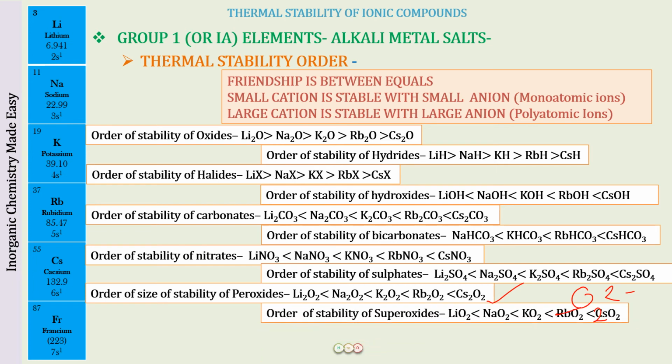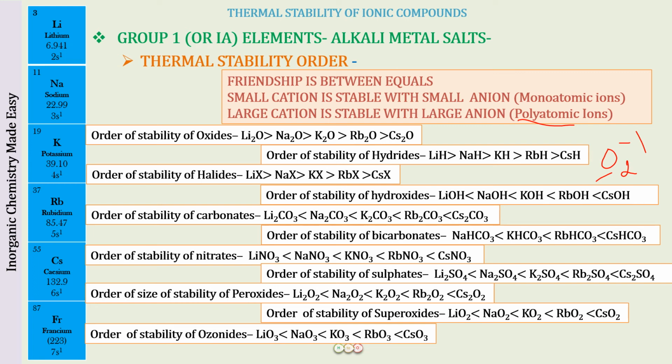The next we have is the superoxides. So again, in the superoxides, what do we have? We have the ion to be O2 minus 1. So again, we have two oxygen atoms, a polyatomic ion. So again, down the group, stability is going to be increasing.